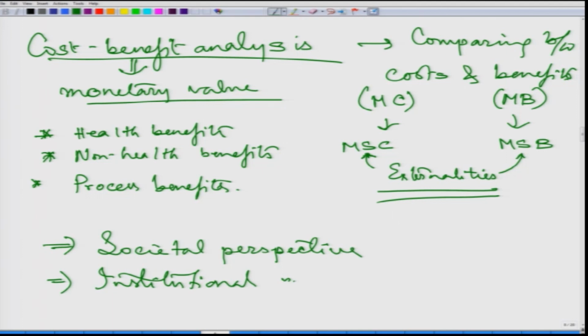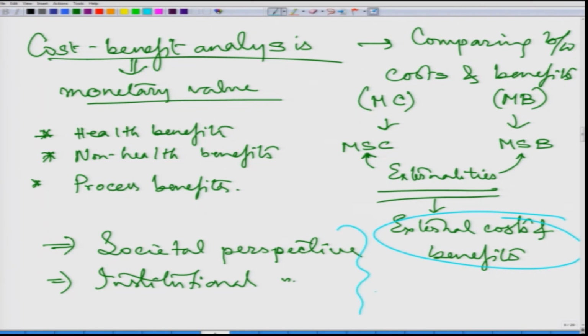The comparison between marginal social cost and marginal social benefit, or eventually it can be marginal private cost and marginal social cost, or marginal private benefit and marginal social benefit, if there are some external costs and benefits attached. So, when we do this assessment of external costs and benefits, we need to look at the social perspective as well as the institutional perspective.